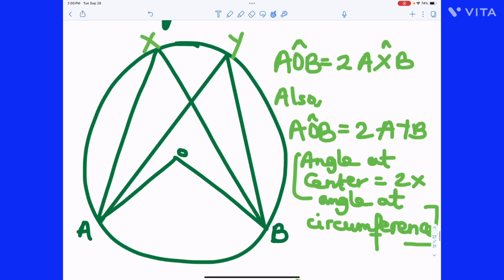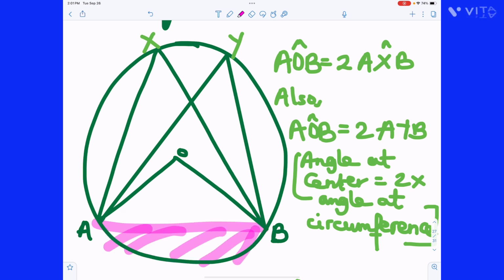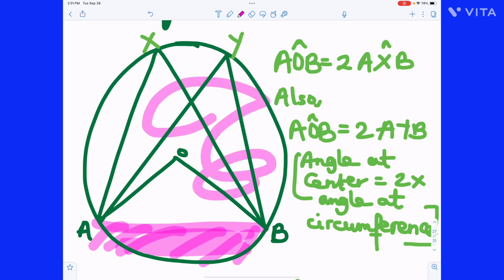This is what we mean by angles in the same segment. Look at this segment here. Can you see what I'm saying? This chord divides the circle into two segments, the minor one here and the major one here.